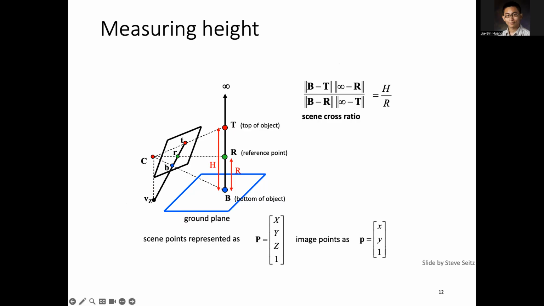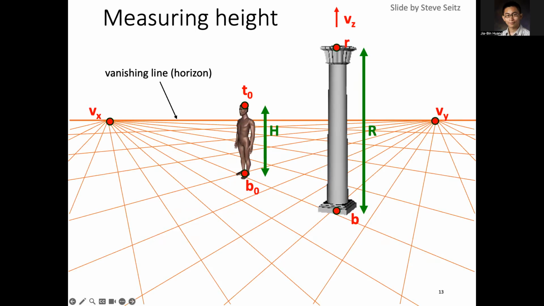The idea is that you can measure the image distance, meaning how many pixels there are, and it is related to the physical objects. The cross ratio on the image and the cross ratio in the physical world are the same. This is called a projective invariant. They don't change no matter how you look at them. So the image cross ratio is the same as the physical cross ratio, and with that you can measure height this way.